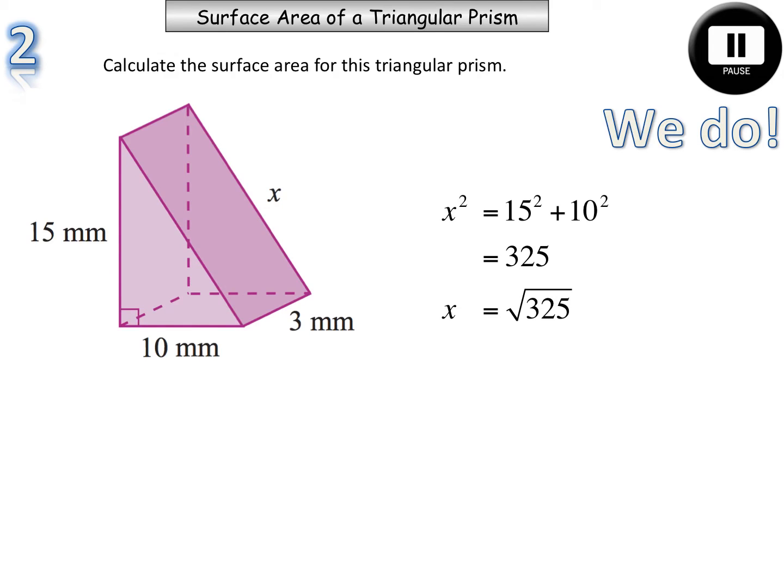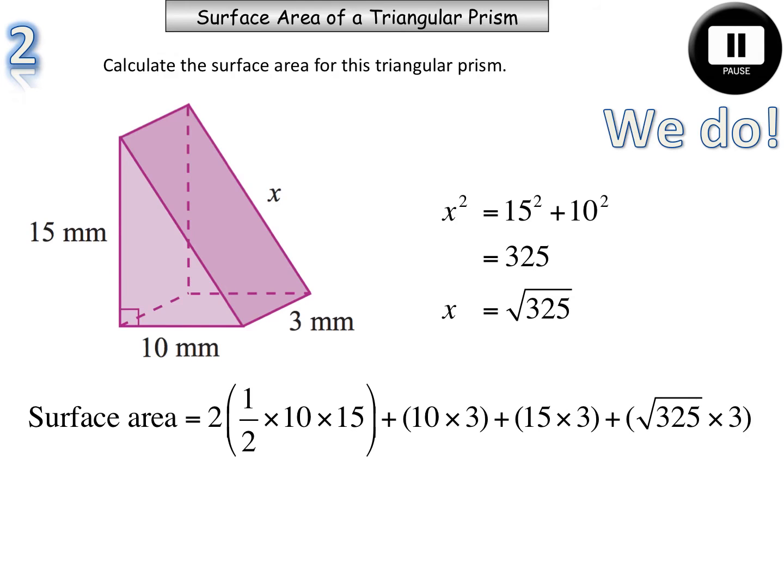Okay, to use Pythagoras' theorem, x squared equals a squared plus b squared, so 15 squared plus 10 squared, which equals 325. Square root both sides and you get the square root of 325. You could actually work that out, but because it's not an exact value when you use your decimal, I'm just going to use this because that's the exact value.